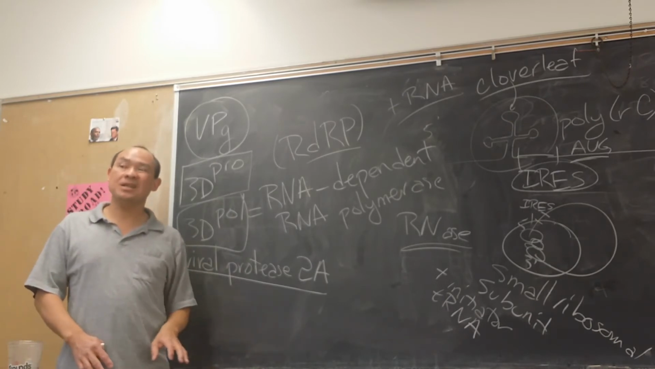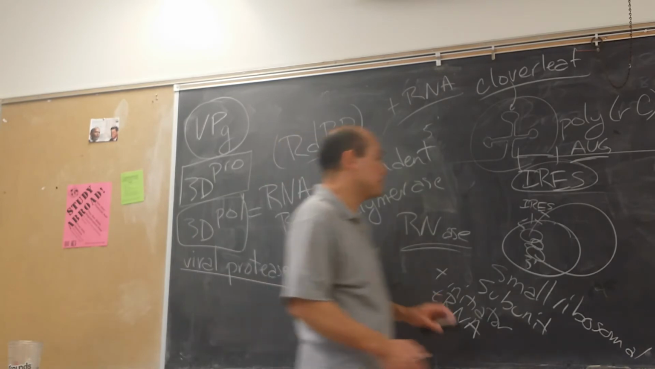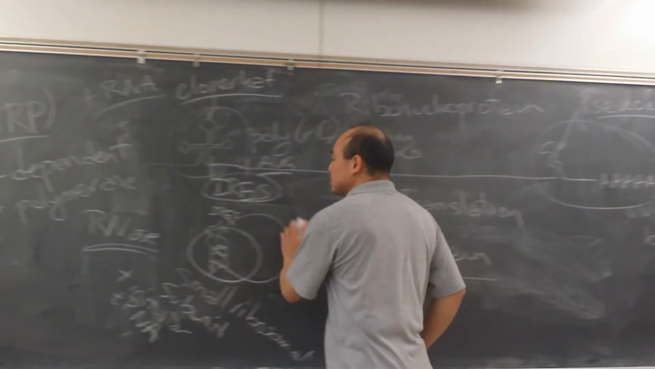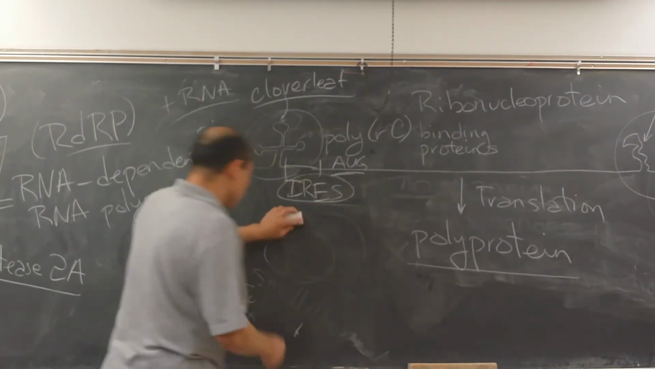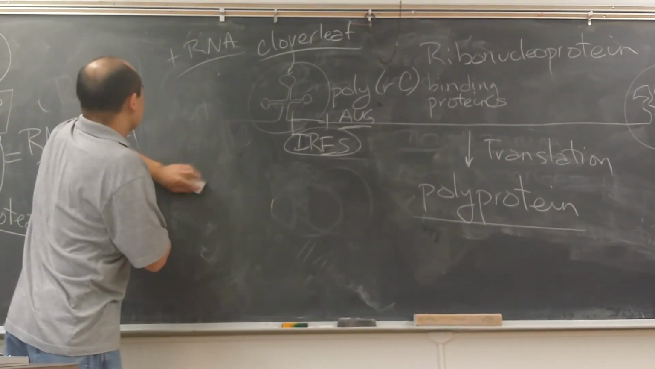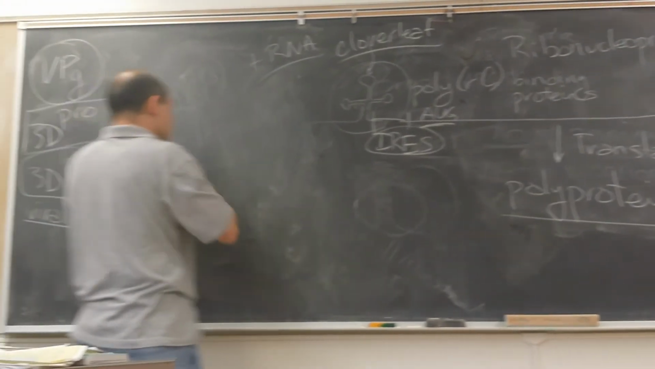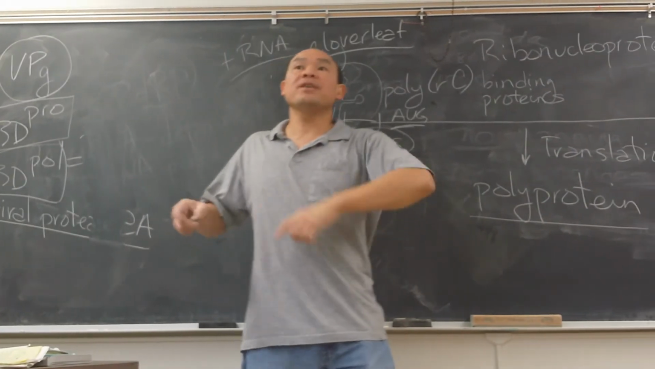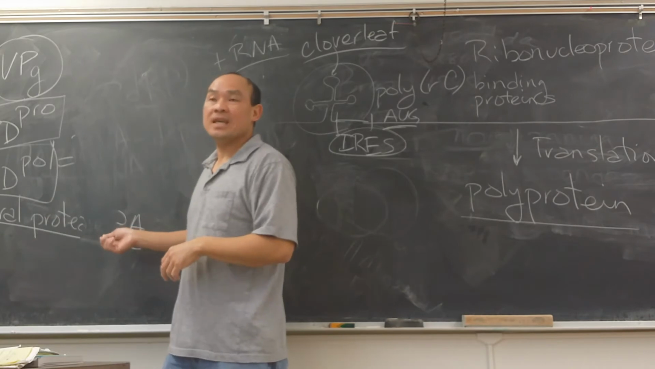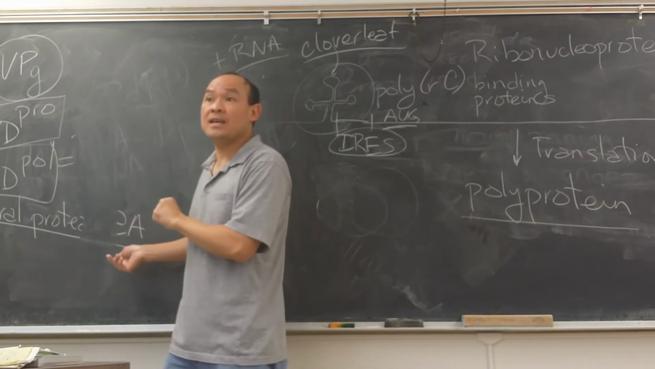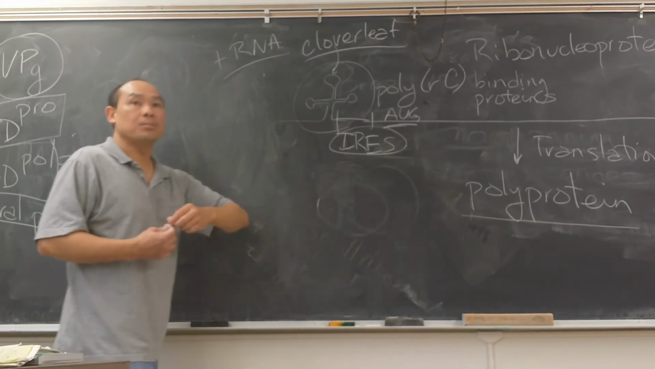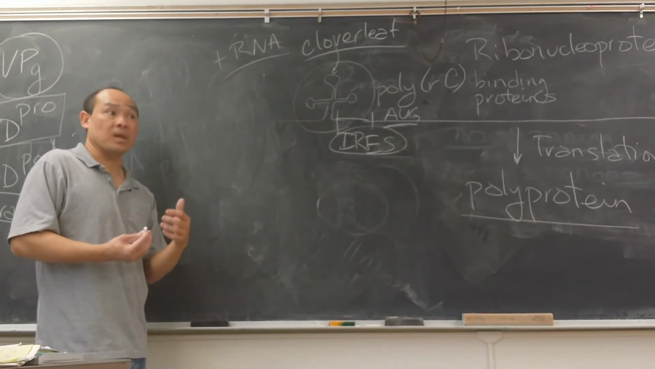So here is the sequence of events after translation occurs. The initial translation occurs, and all these proteins are going to be produced. One of the various things that happens is that, again, the viral protease 2A suppresses synthesis of host protein. How does that happen?